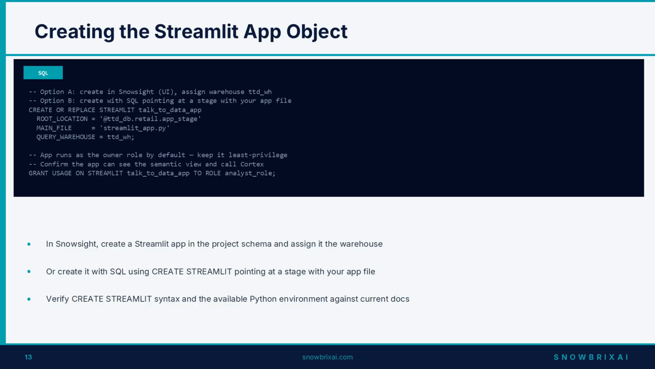Option B, on screen: create or replace Streamlit pointing at a stage that holds your app file with the main file and the query warehouse set to TTDWH. Then grant usage on the Streamlit to the analyst role. The app runs as its owner role by default, so keep that role least privilege, confirm it can see the semantic view and reach Cortex, and verify the create Streamlit syntax and the Python environment against current docs.